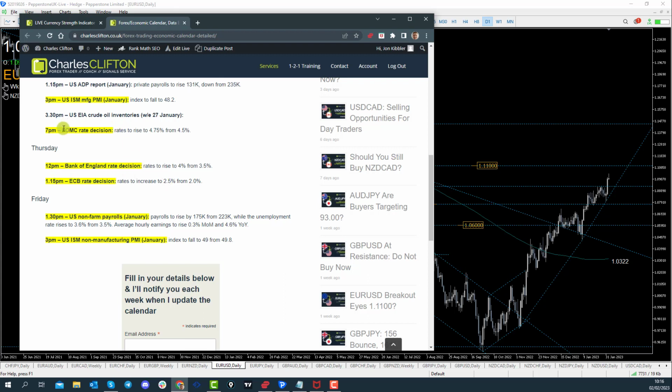Now, we did have the FOMC rate decision last night as well. We saw rates rise to 4.75% from 4.5%. The Federal Reserve Chairman was fairly dovish in tone, saying that they are seeing that inflation come down now, so they are likely to not raise rates as aggressively. That caused the dollar to weaken, and it looks like euro dollar is heading to the upside.